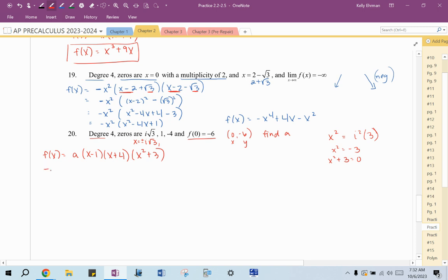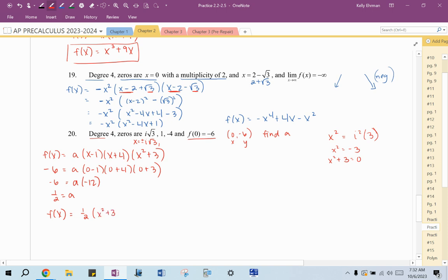So I would say negative 6 equals a times, we're just plugging in 0 for x, like this. Negative 1 times 4 times 3 is negative 12. Negative 6 divided by negative 12 is 1/2. Okay, and then we carry on. So f of x is 1/2 times, let's do x minus 1 times x plus 4.